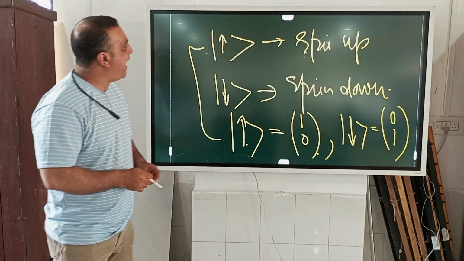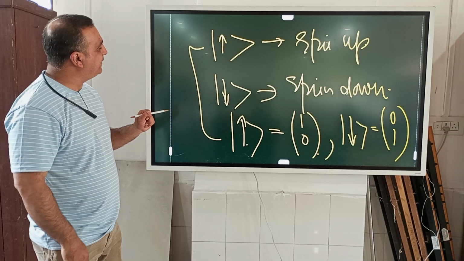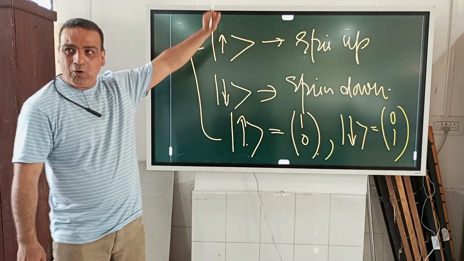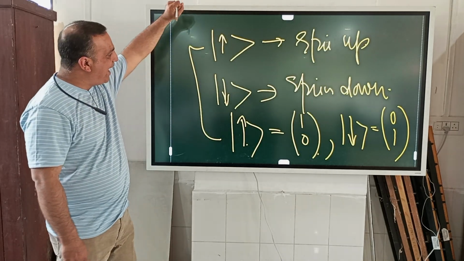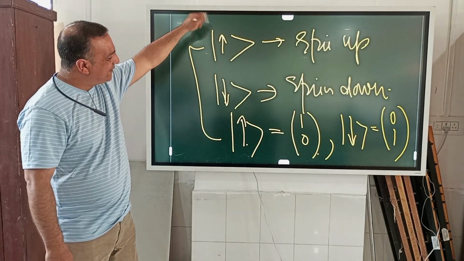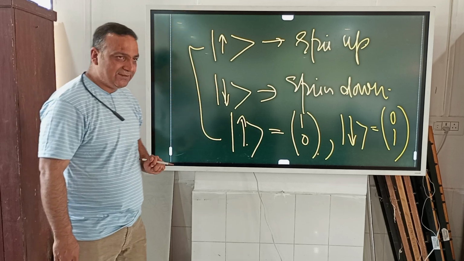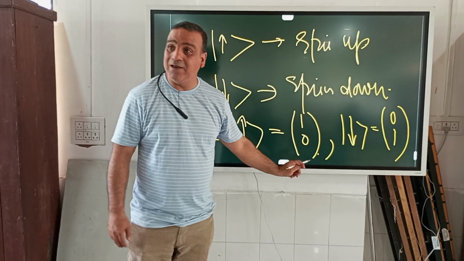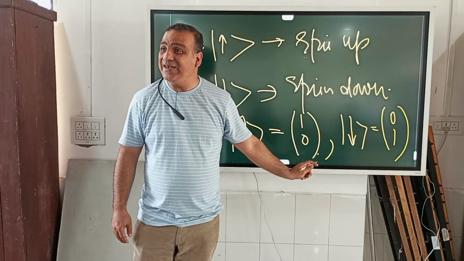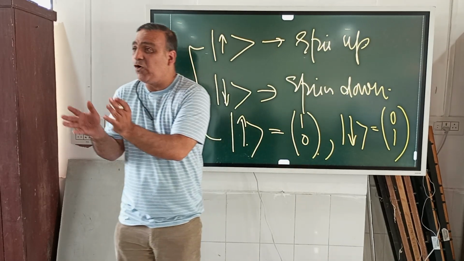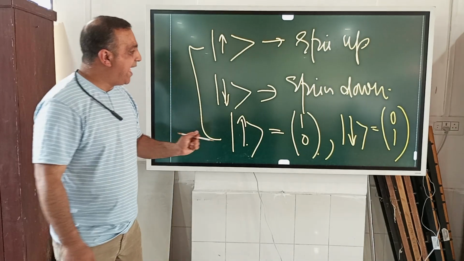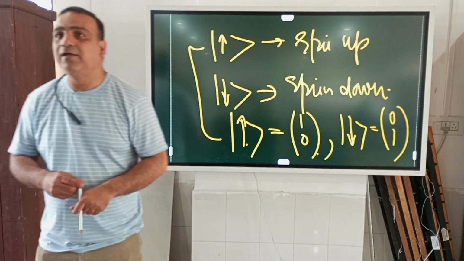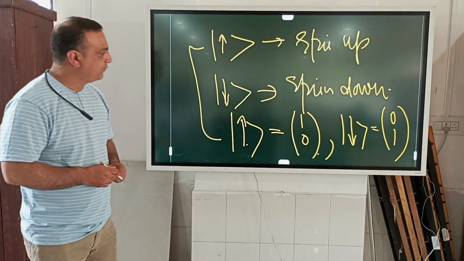So we have a spin-up state that is symbolized by an eigenket of an arrow in the upward direction, and then spin down is an arrow in the downward direction with this ket. My spin up is a column matrix. So 1, 0 is a representative of spin up, and 0, 1 is a representative of spin down.